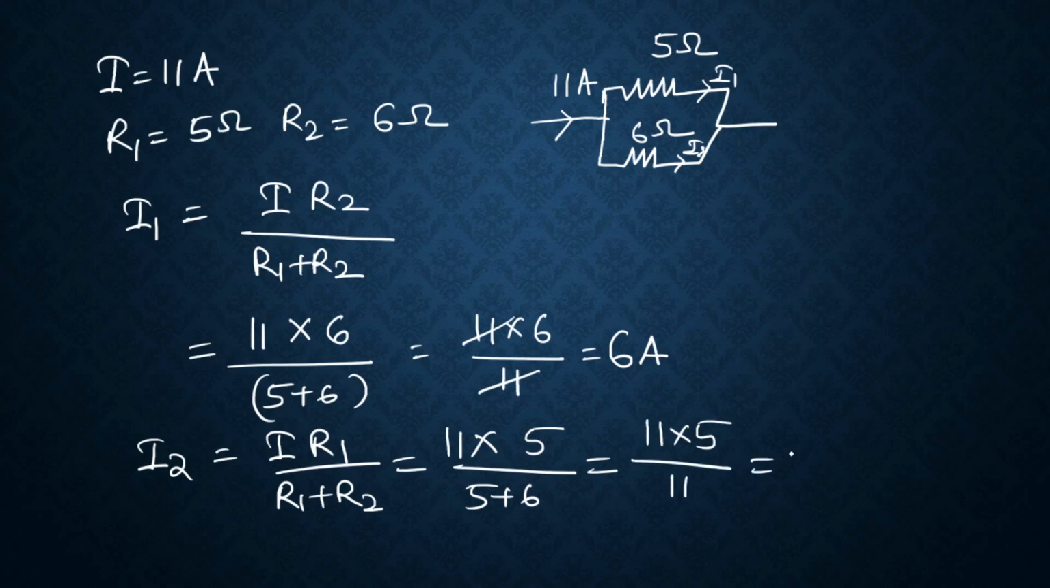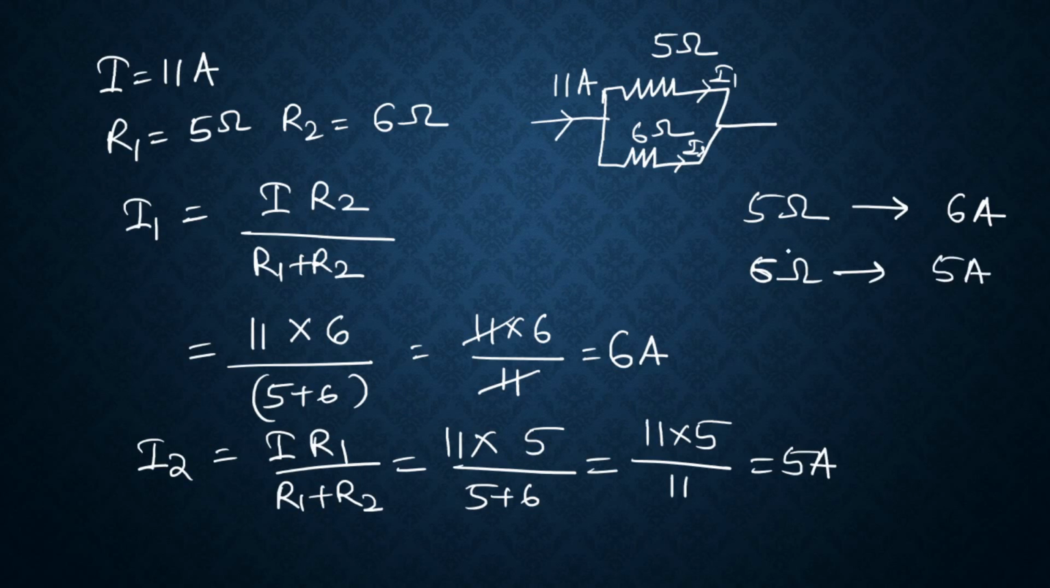So you can see the 5 ohm resistance has a current of 6 ampere, whereas the 6 ohm resistance has a current of 5 amperes. That means if we increase the value of resistance, the amount of current decreases. So this is how current division works.